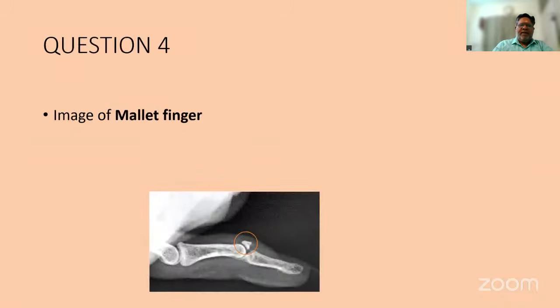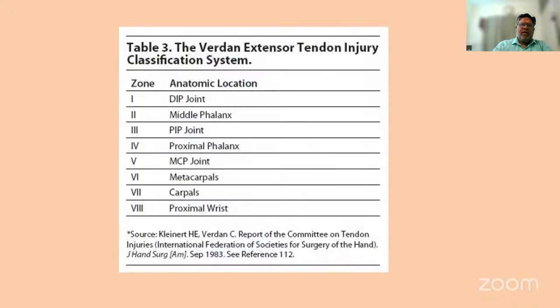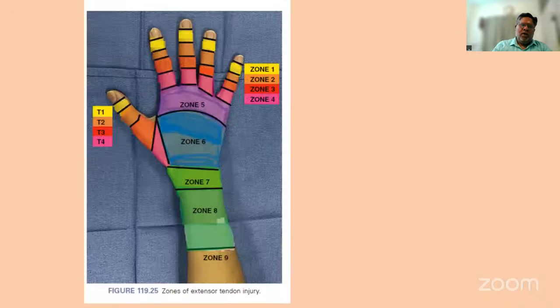An image of mallet finger is given, and the question was asked. When you talk about mallet finger, we have to think about extensor tendon injury in the hand. Zone 1 is extensor rupture at the DIP joint. Zone 3 is over the PIP joint, and zone 5 is over the MCP joint. Zones 2 and 4 are over the middle phalanx and the proximal phalanx, and zone 6 is over the metacarpal. Zone 7 is underneath the retinaculum. Zone 8 is proximal to the retinaculum, and zone 9 is proximal to the musculotendinous junction. So you can see all these zones.